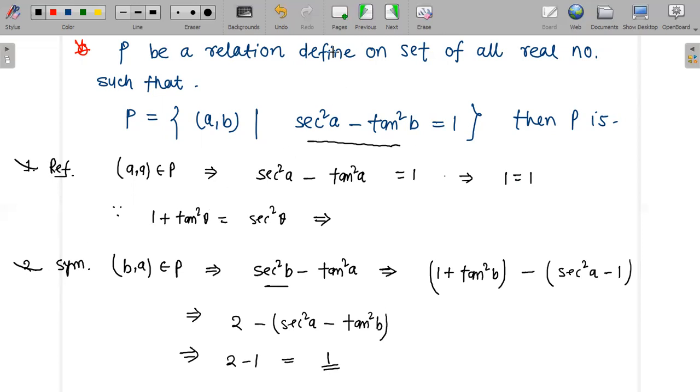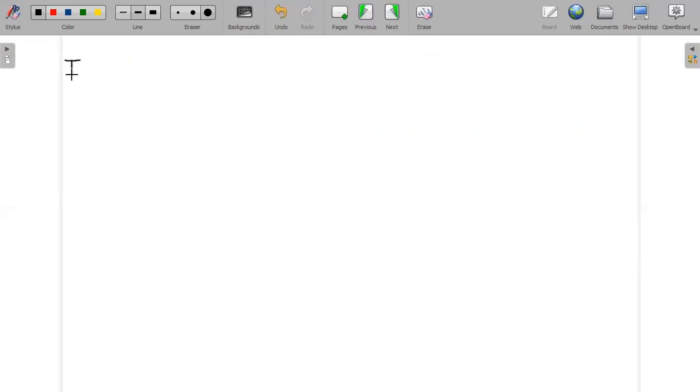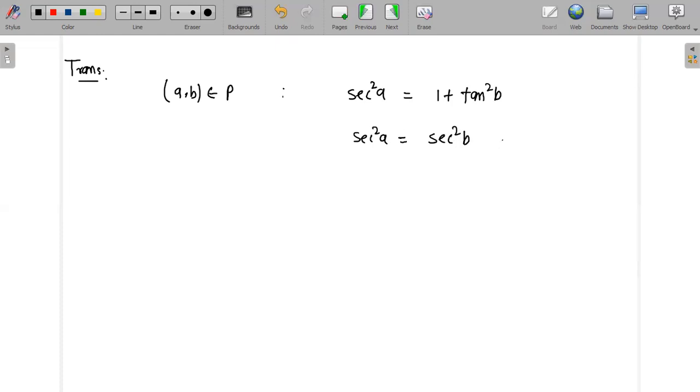Now the last one, which I need to prove, is that my relation is transitive. To prove whether my relation is transitive or not, it is given that a comma b is a part of relation P. That means I know that secant square a, let me swap this tan square b to the other side, is equal to 1 plus tan square b. With the use of the trigonometric identity, this 1 plus tan square b can be written as secant square b. Am I right? So this is the relation when the ordered pair a comma b belongs to P.